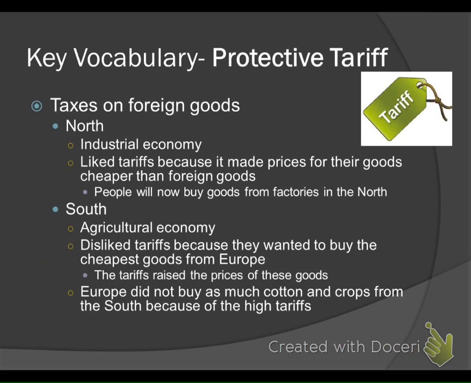So it produced more jobs in the North, and more factories started popping up because of the tariffs. The South, remember, was an agricultural economy, so they didn't really care about factories. They disliked the tariffs because they wanted to buy the cheapest goods, which were from Europe. The tariffs raised the prices of these goods. Europe did not buy as much cotton and crops from the South because of the high tariffs. So as you see, the protective tariffs were good for the North, but bad for the South.